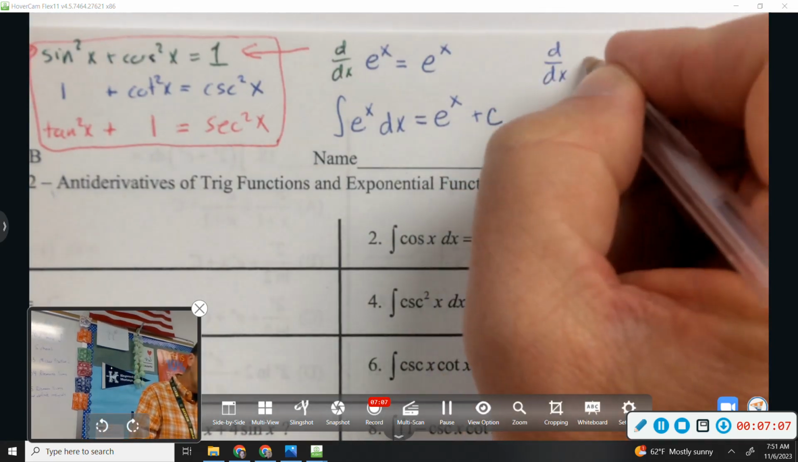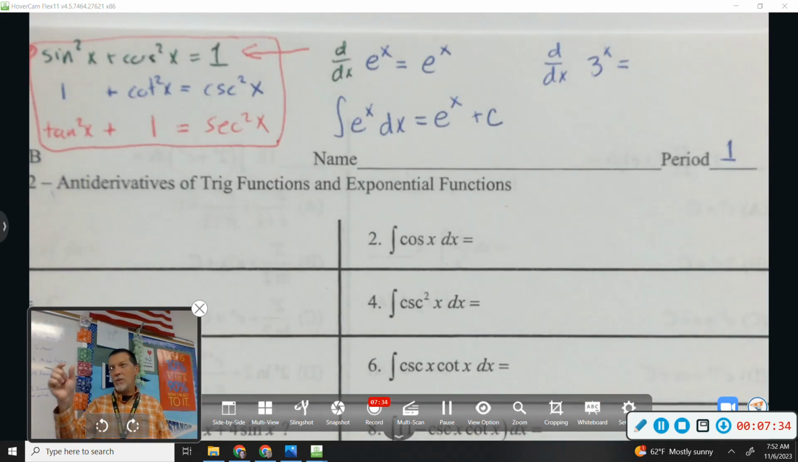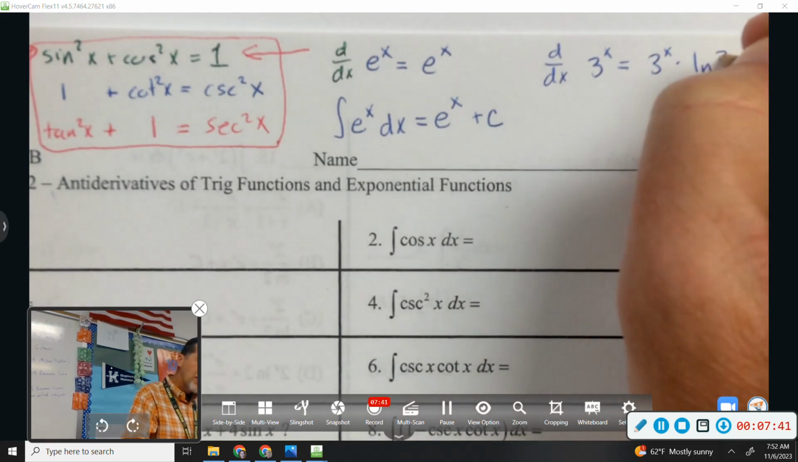How about the derivative of 3 to the x? You remember how that's different than e to the x? What's the derivative of 3 to the x? It's really similar to e to the x. It's got a little something extra there, though. There's a natural log in there. Do you remember where it goes? Well, it doesn't really matter if it's at the beginning or at the end. What matters is that it's multiplied. So, yeah, people put it different places. 3 to the x times natural log of 3.